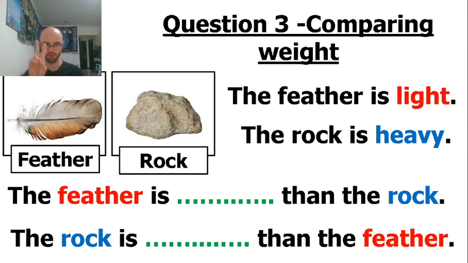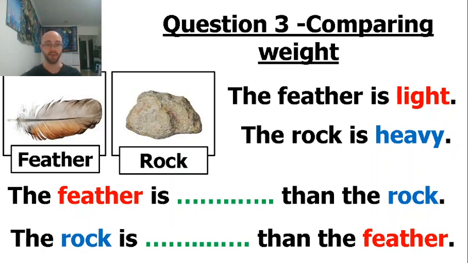So again, two sentences. I want you to write down: the feather is what than the rock, and the rock is what than the feather. The first one is quite easy. The second one, you have to remember what we just learnt on the last slide. So when you've done that, unpause the video and we'll see if you got it right.